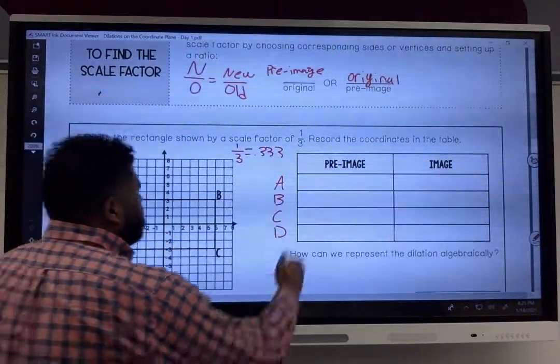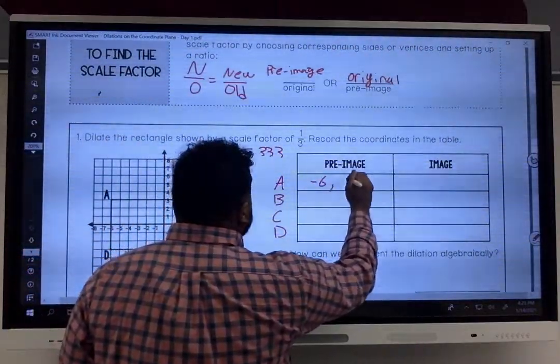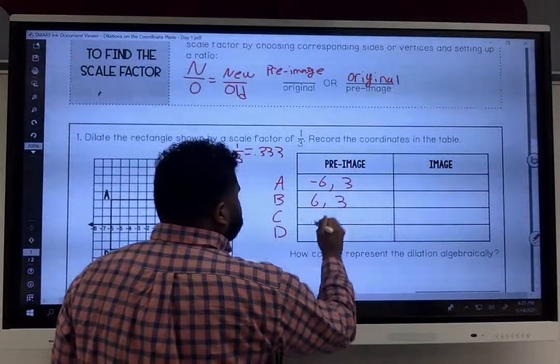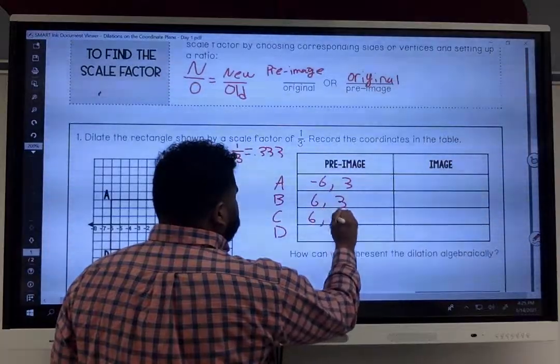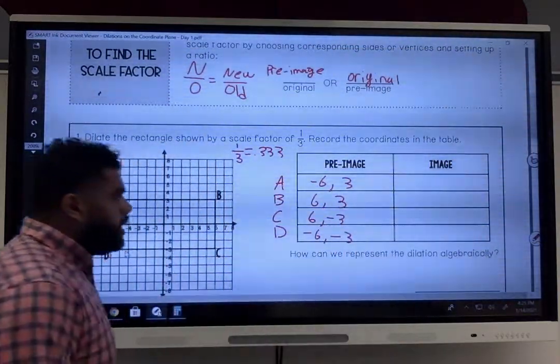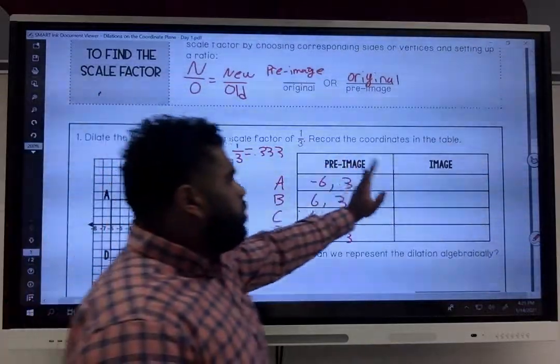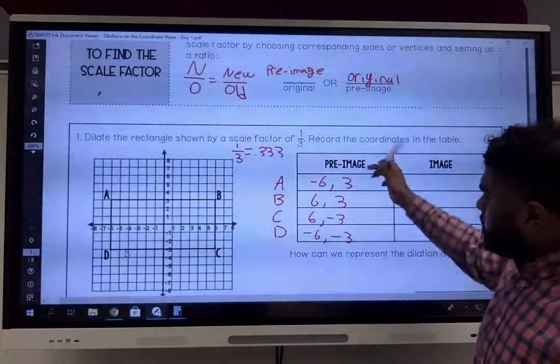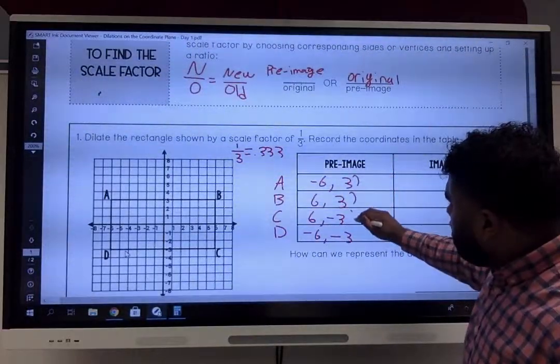Okay, so A is going to be at -6 and 3. B is at 6 and 3. C is at 6 and -3, and then D at -6 and -3. Okay, so now to find my new image's points, I'm going to take my scale factor and multiply it by my x and y values, right?